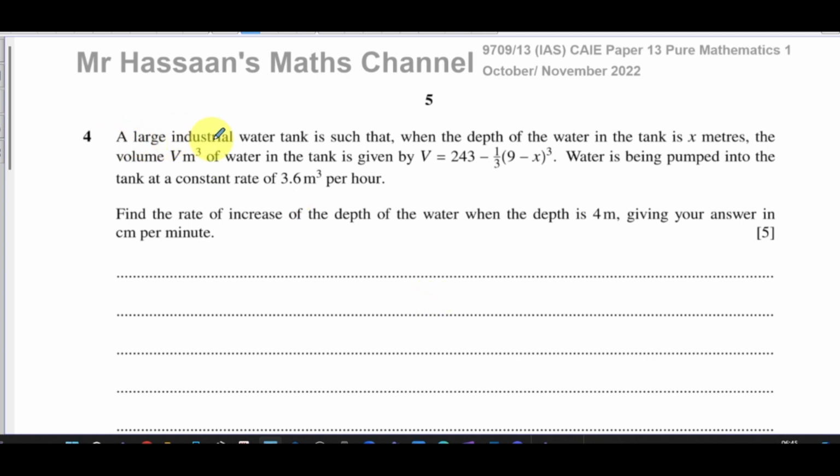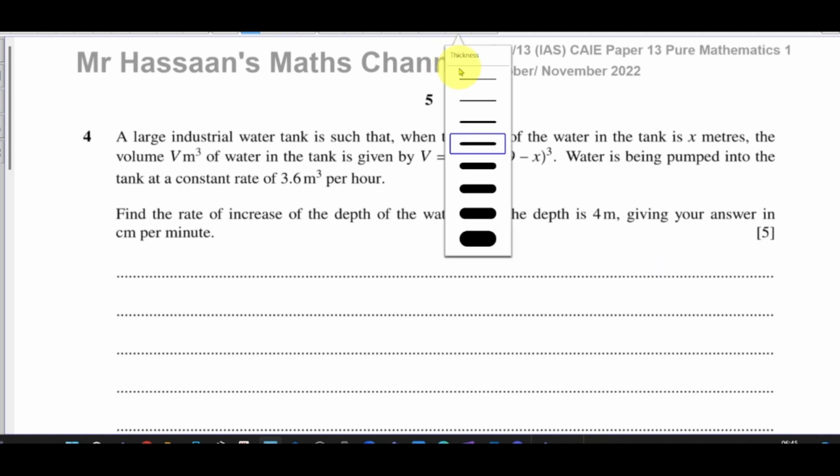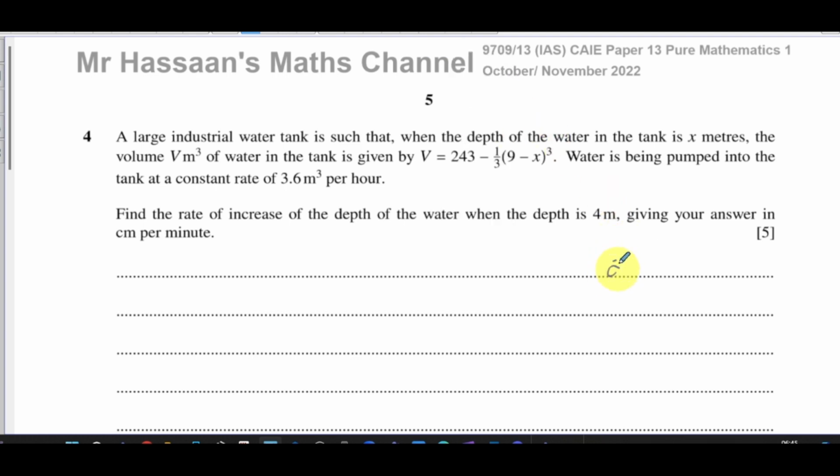It says a large industrial water tank is such that when the depth of the water in the tank is X meters, so they've defined the depth as being X, the volume in meters cubed of water in the tank is given by V equals 243 minus 1/3 times (9 minus X) cubed.